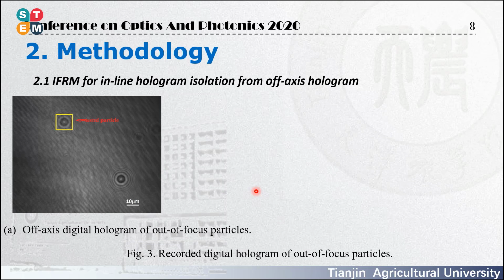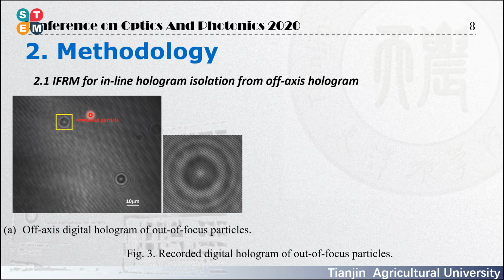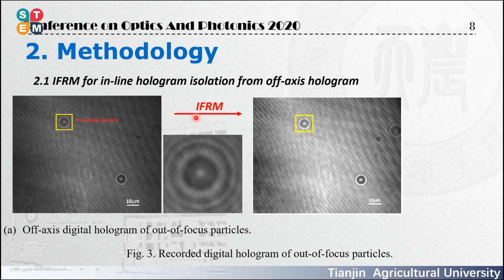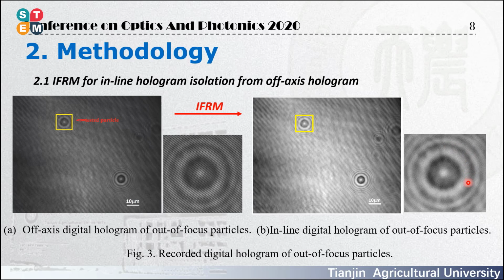We can see that in figure 3a, the magnified part of the yellow square is shown here. There are interference fringes, very intensive. Then we use the IFRM method. In the magnified part, the interference fringes are removed. Then we get the inline digital hologram.